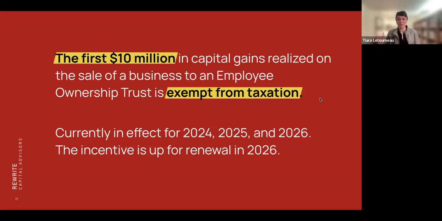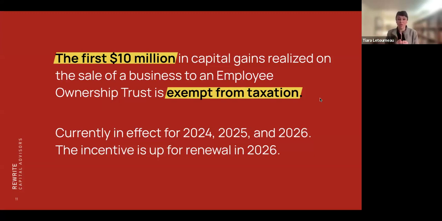And Justine and the team at the EOC are working very hard right now because it is up for renewal in 2026, and we're asking for it to become permanent. Now, the reason why we have this, it's not a gift from the Department of Finance. It is attached to this policy here, and there are similar ones in the US and in the UK, because the seller, when they sell to an EOT, is not getting any equity from anyone, and they are often financing up to 50% of the transaction themselves. So they are waiting much longer for their cash.